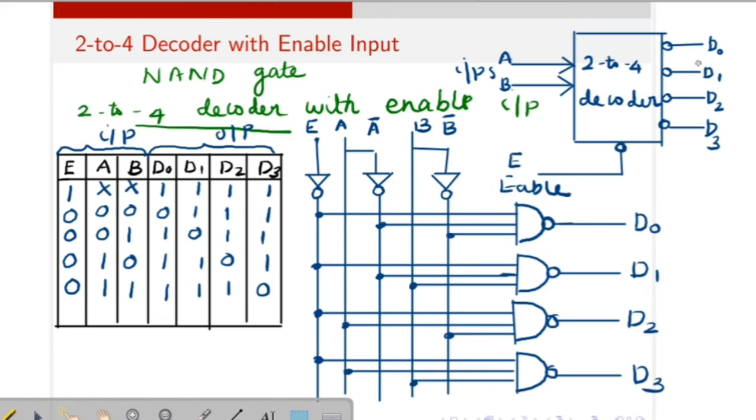Negative E is equal to 0. Then also outputs, here also output is 0, so here we draw a bubble for each output. So there are 4 outputs, D0, D1, D2, D3.